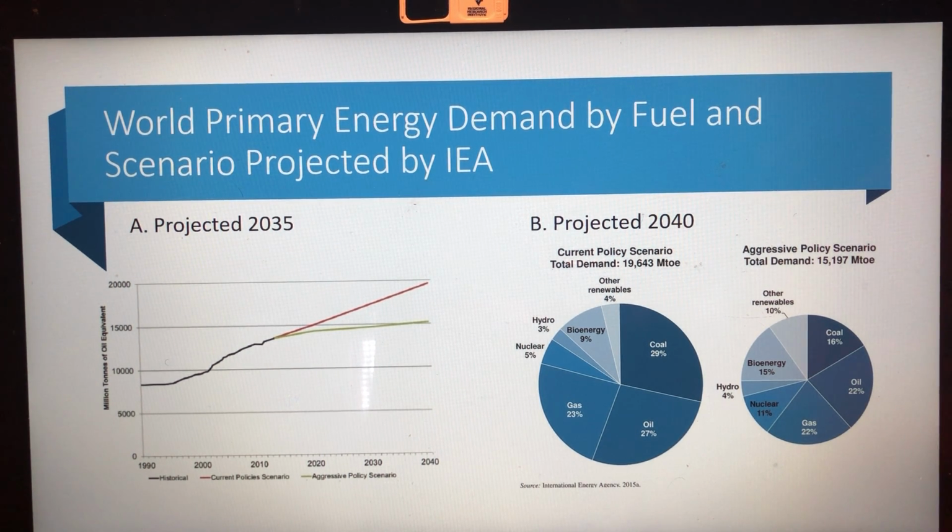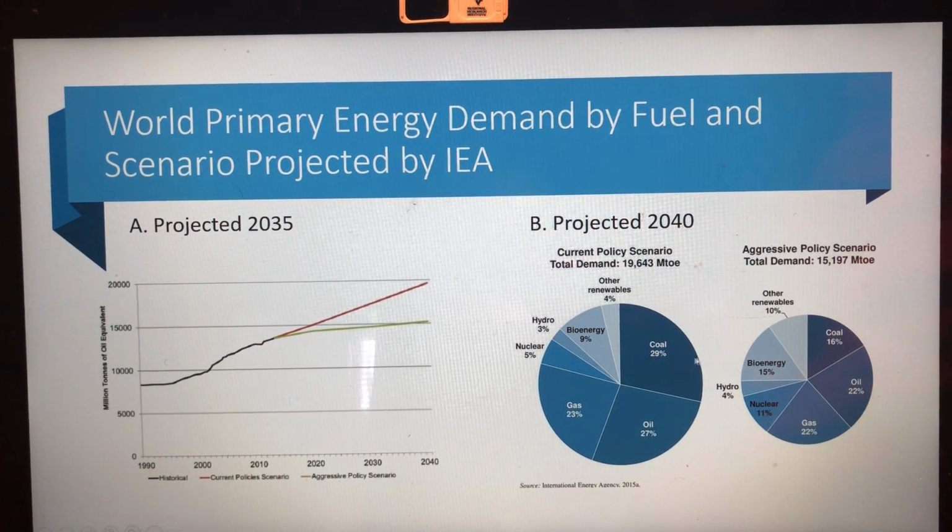With this slide, it's a similar scenario to the previous slide. That shows change in world primary energy demand by fuel in a scenario as projected by the IEA. So we have projected 2035 on the left side, and on the right side projected 2040. Right. So this is the aggressive policy scenario.